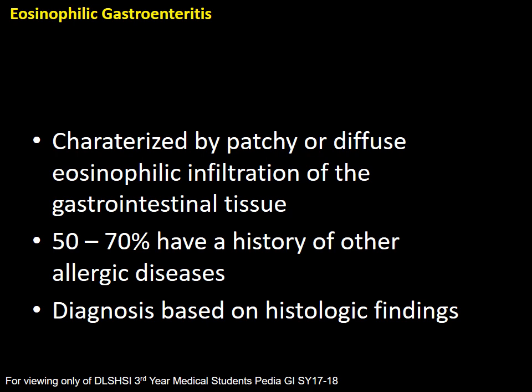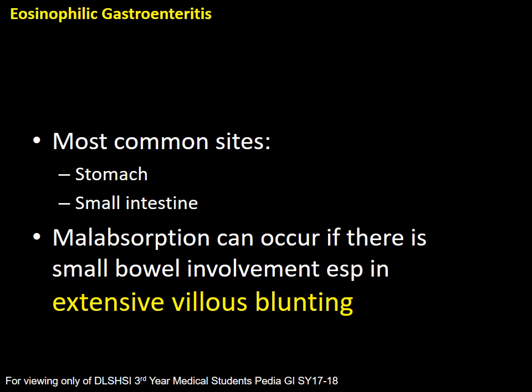Another disease to take note of is eosinophilic gastroenteritis. It is characterized by patchy or diffuse eosinophilic infiltration of your gastrointestinal tissue. 50 to 70% have a history of allergic diseases, but this is diagnosed based on histologic findings. The most common sites affected with eosinophilic gastroenteritis are the stomach and small intestine. Malabsorption can occur if there is small bowel involvement, especially in patients with extensive villus blunting.